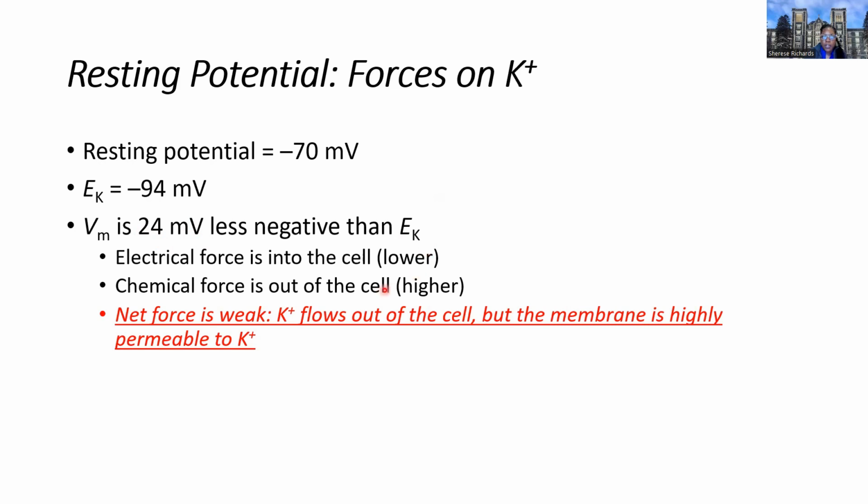And what does that mean? First of all, it means that the electrical force is into the cell and the chemical force is out of the cell. The chemical force is stronger. So we subtracted that weaker electrical force, and now we have this much smaller value of 24. So the net force moving potassium is out of the cell, but because there are more potassium channels, or a higher permeability, there's going to be an outward flow that is balanced and moving it out of the cell.